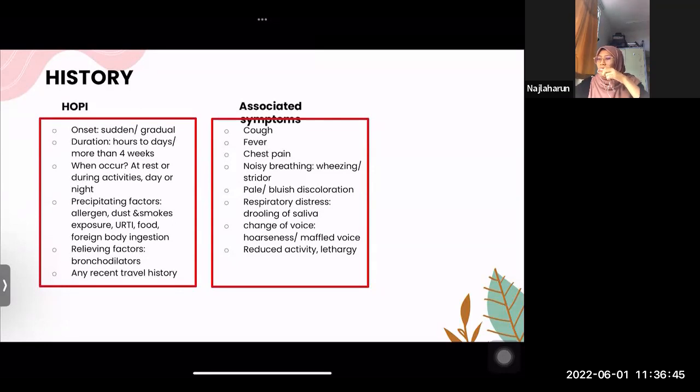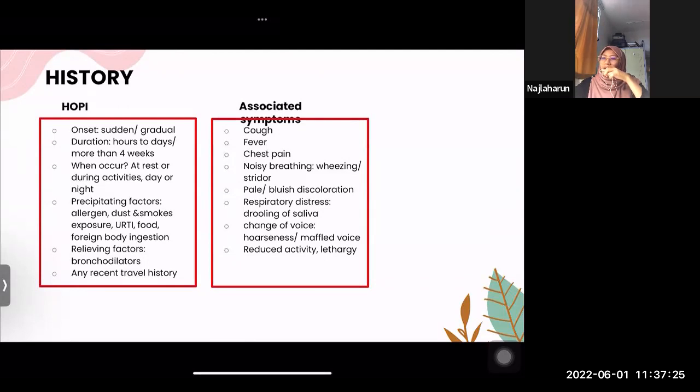We also need to ask about the associated symptoms, like cough, or the nature of the cough, whether it is a barking cough or whooping cough. Any fevers, is the fever associated with chills and rigors? Then whether the shortness of breath involves the heart, asking about chest pain, noisy breathing like wheezing or stridor. And then whether this patient also comes with pale or bluish discoloration, any other respiratory distress symptoms like drooling of saliva, any change of the voice, hoarseness and muffled voice, and reduced activity and lethargy.